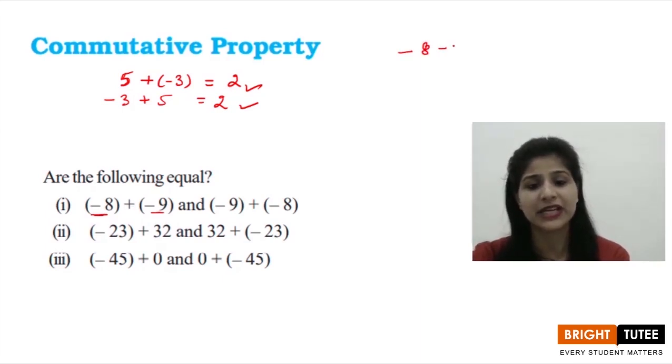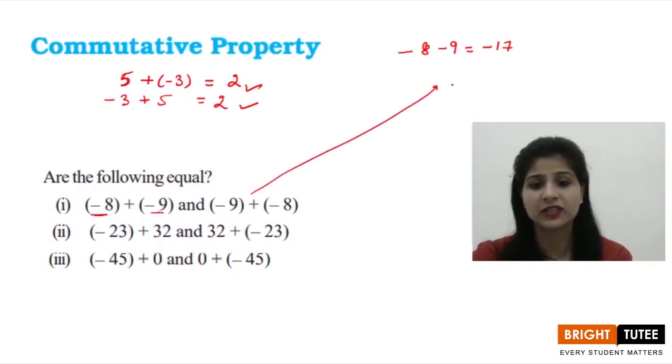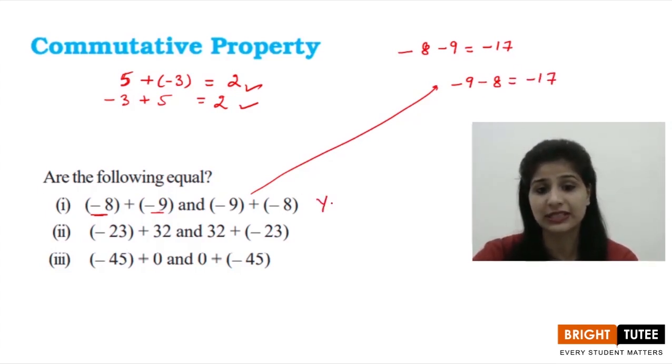Minus 8 plus minus 9 would be minus, so it will become minus 17. Similarly, this one, minus 8 and minus 9, so it will be minus 17. So they both are the same. So yes, they are equal.